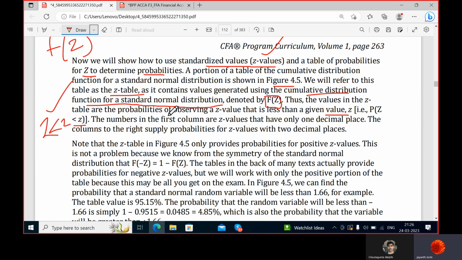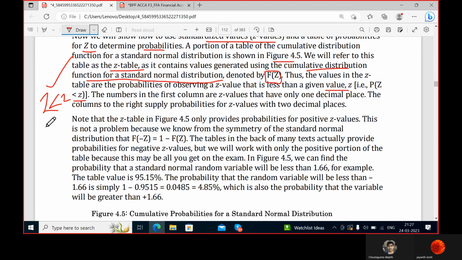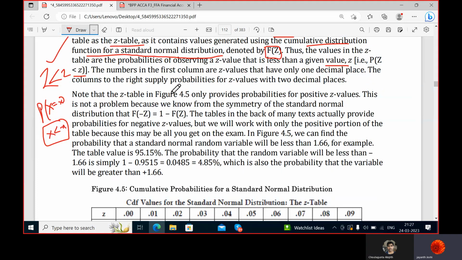This is typical of a cumulative distribution function. Correct, Abhijit? Yes. What is the probability density function? It is the probability of x taking some specific value x. But if I take x less than x, it is the cumulative distribution function. Correct? Yes, sir. Okay, fine.